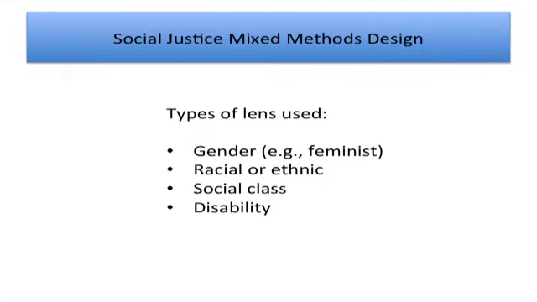The second type of advanced design is a social justice mixed methods design. So this is where there would be either a convergent, explanatory, or exploratory basic design, but it's framed within a larger social justice lens. It could be a gender lens, such as a feminist mixed methods project, a racial or ethnic lens, a social class lens, a disability lens.